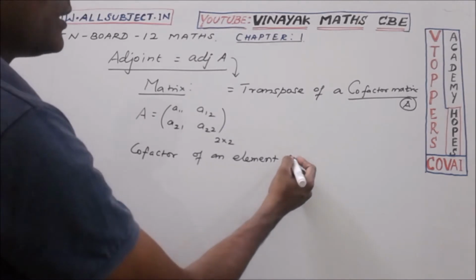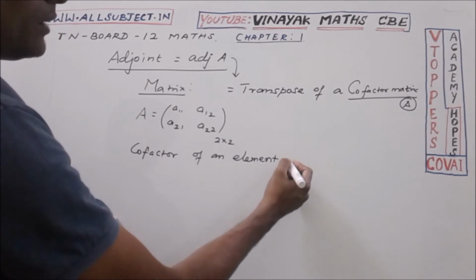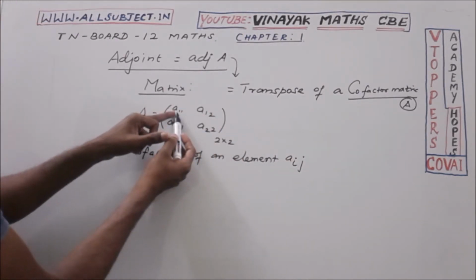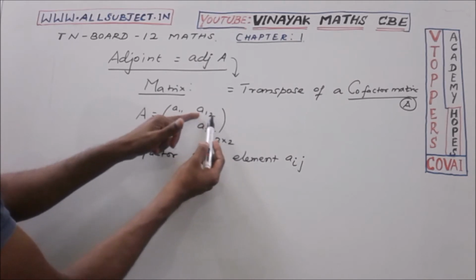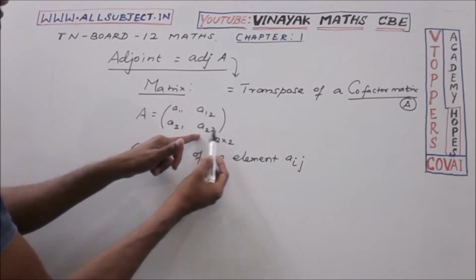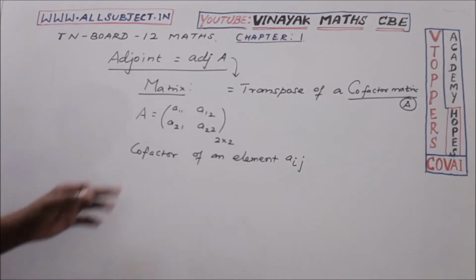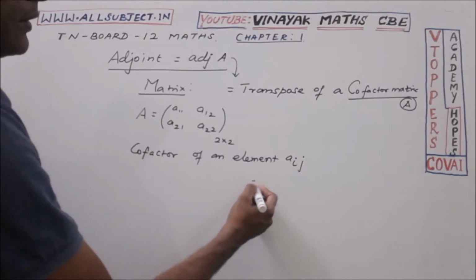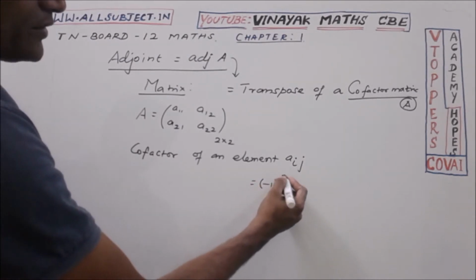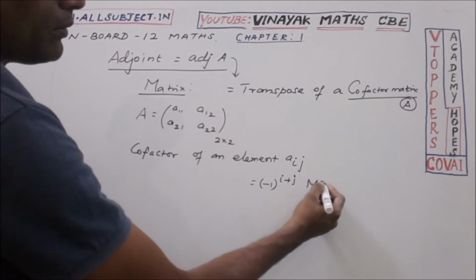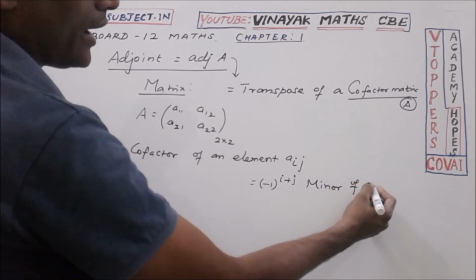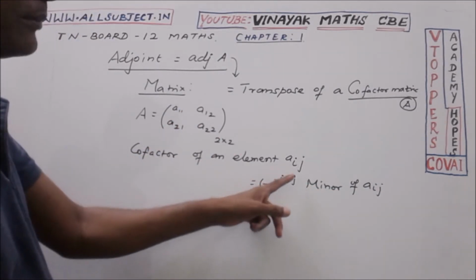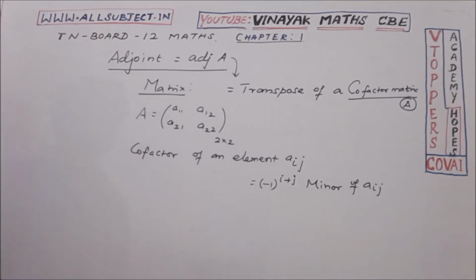Cofactor of an element of a matrix A, an element Aij. These are all represented by Aij. Here A11, here A12, A21, here A22. This is known as the particular order. Cofactor of an element Aij will be equal to minus 1 to the power i plus j into the minor of Aij. Cofactor of an element is minus 1 to the power i plus j into minor of Aij.